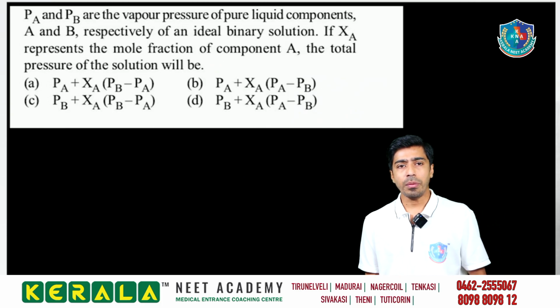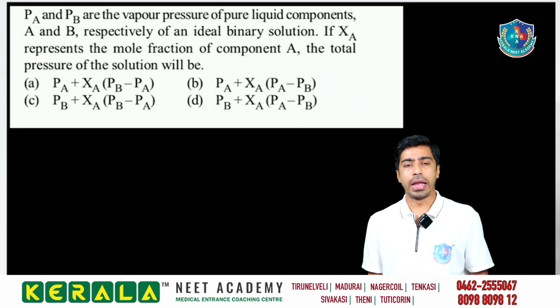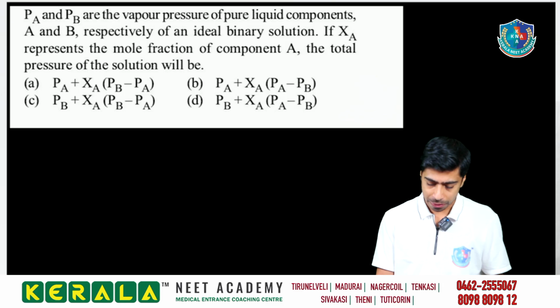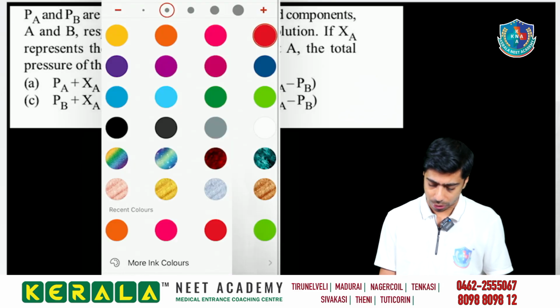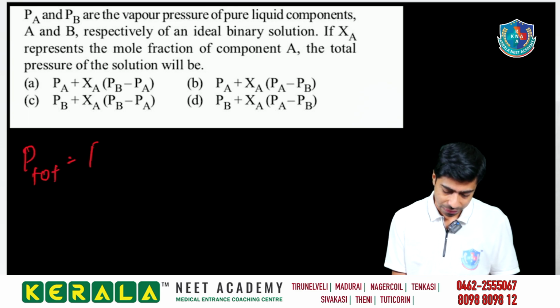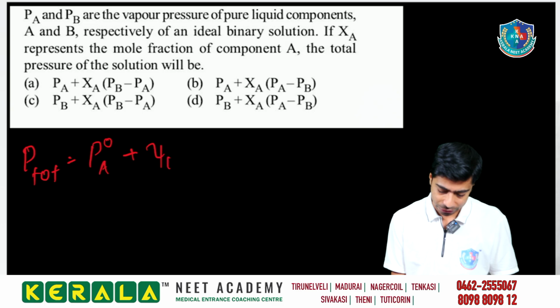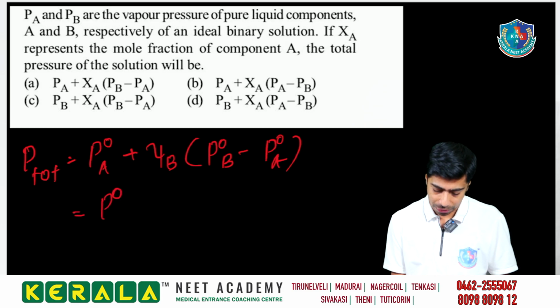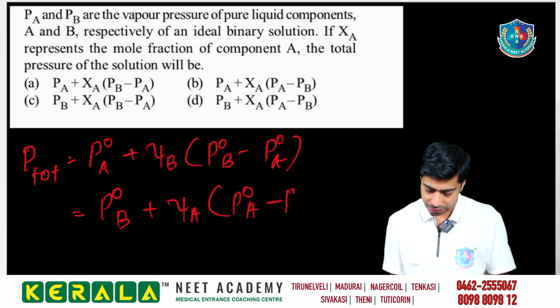Now, P_A and P_B are the vapor pressures of two pure liquids A and B forming a binary solution, and if X_A represents the mole fraction of A, what will be the total vapor pressure of the solution? So we have the equation, P total is normally equal to P0A plus mole fraction of B into (P0B minus P0A). This is the equation, or it can be P0B plus mole fraction of A into (P0A minus P0B).